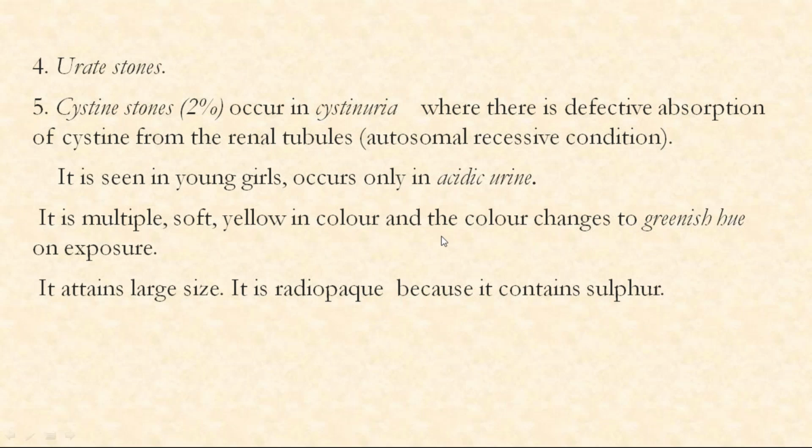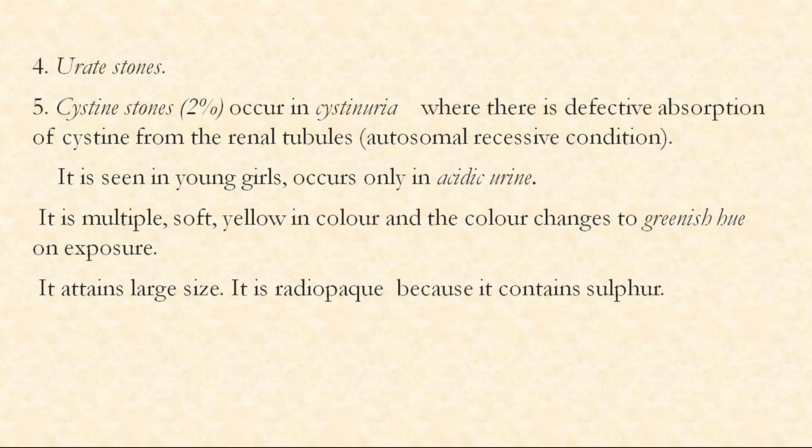You can easily remember acidic, C is there. In alkaline, no C is there. Cystine in acidic urine. Sometimes the entrance exam may ask you a multiple choice: cystine stones are seen in alkaline urine or acidic urine? You can easily remember, acidic, C is there. These cystine stones are multiple, soft in consistency and yellow in color, and the color may change to bluish color when exposed to air. That is called greenish blue change, which can be seen in cystine.